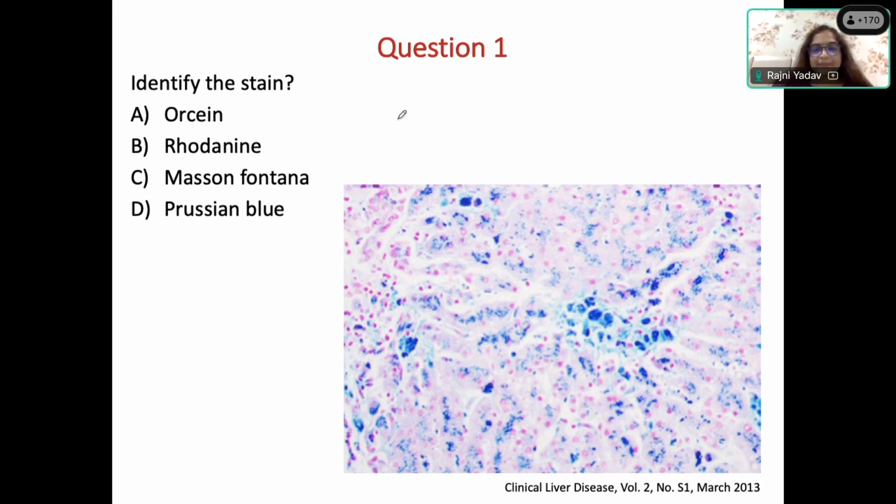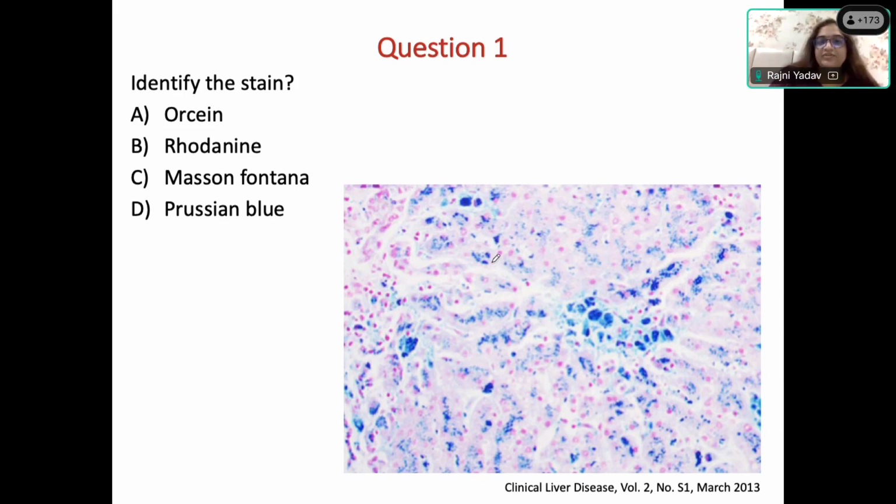Yeah, many are replying. The majority is saying option D, Perls blue. Very good. That's the Perls blue stain, Pearl stain, and it is highlighting the hemosiderin. So see, hemosiderin deposition can be there inside the hepatocytes. It can be there inside the Kupffer cells. It can be there inside the portal macrophages.